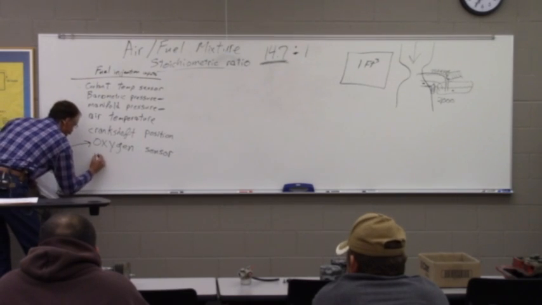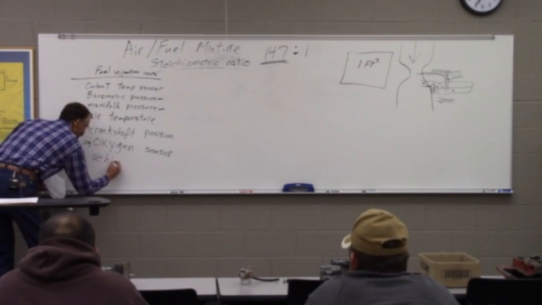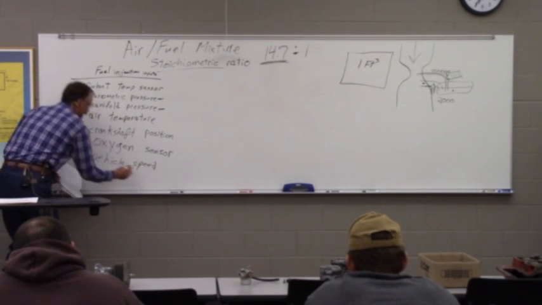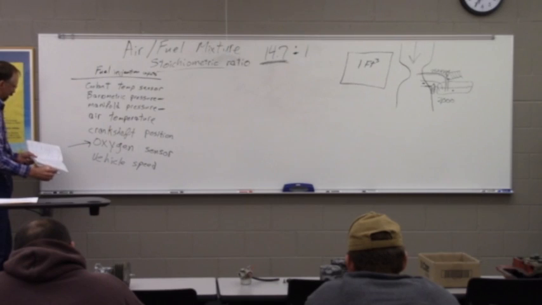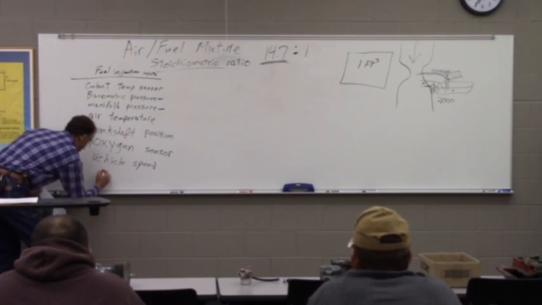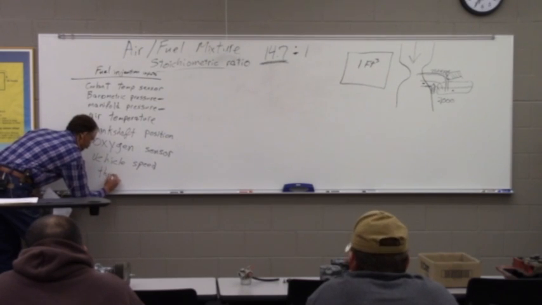And then vehicle speed is the other one. And there again, looking at, you know what, I missed one. Yep, I sure did. Right there it is on my list, but I didn't get it on the bar. Throttle position.